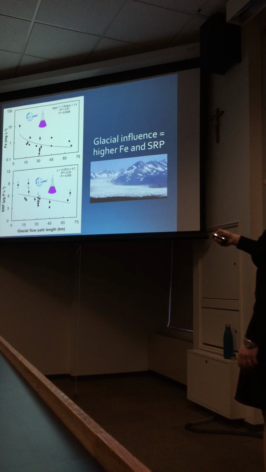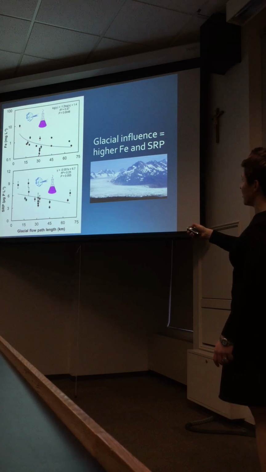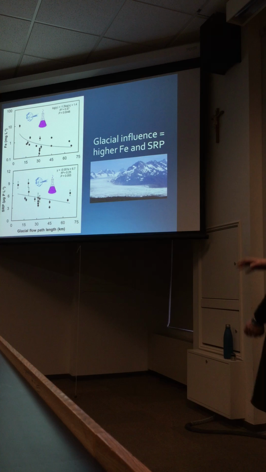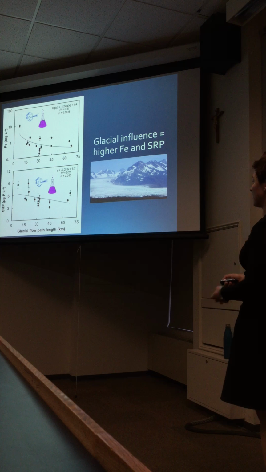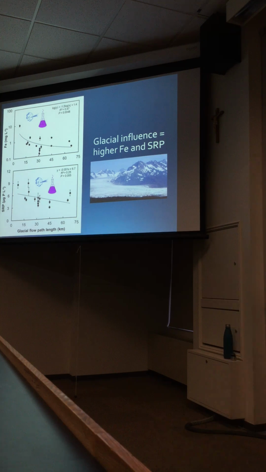And so what we saw here is that iron tended to decline precipitously as we get farther away from the glaciers. And the same thing with phosphorus here. Phosphorus also tended to decline farther away from the glaciers. And we think that has something to do with how the glacial weathering is occurring. That physical abrasion of the geology in that system is releasing iron and phosphorus.